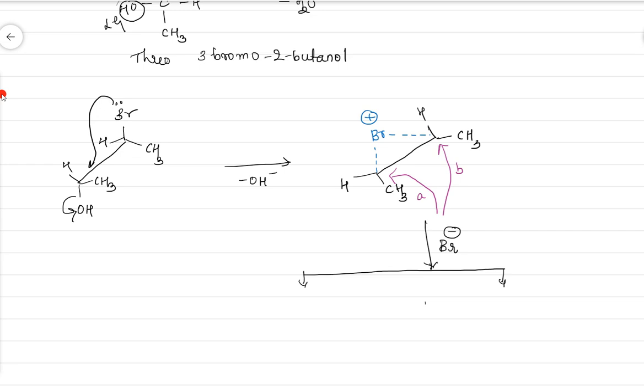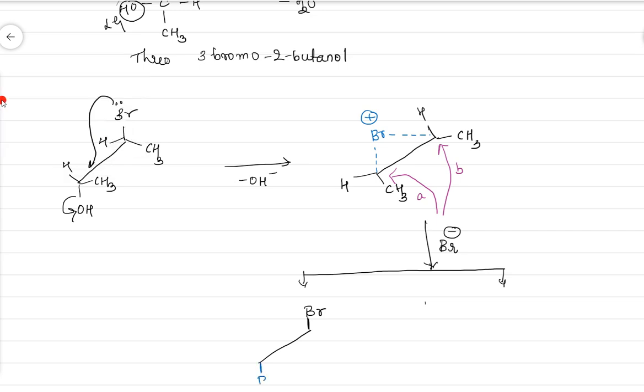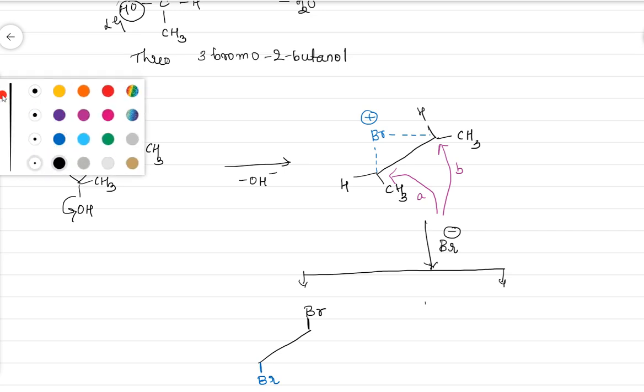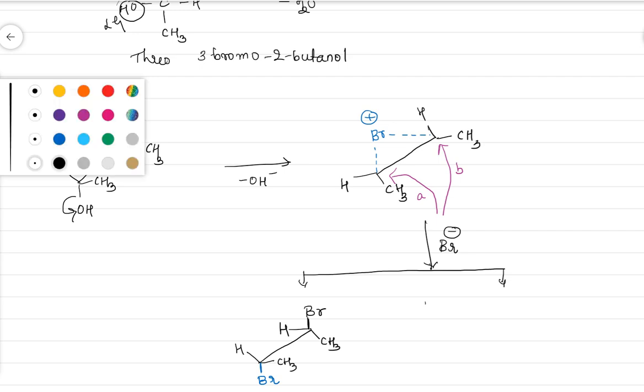Now with A, suppose the bromine ion attacks on this carbon. What will happen? If bromine attacks on this carbon, this bromine will shift over here. So you are going to get your bromine, and this is the new bromine which has attacked on this carbon, right? Then write the rest of the atoms and the groups. This is product number A, the product formed by attack A.